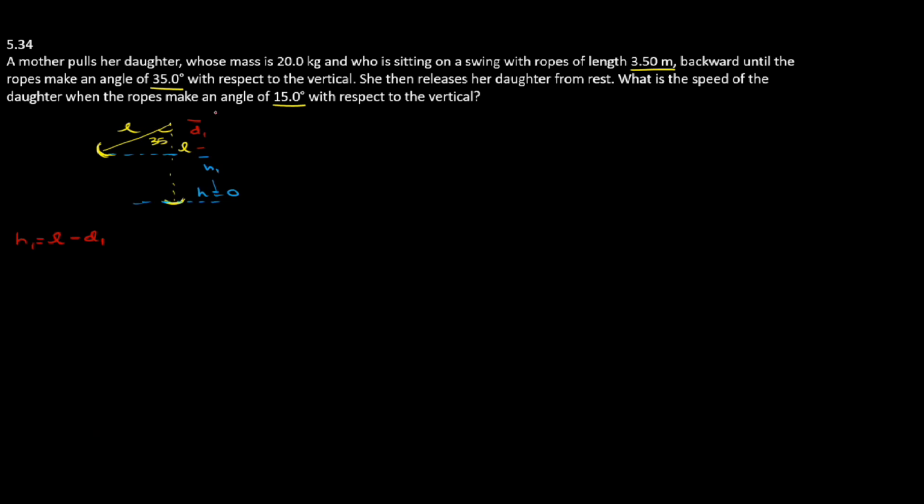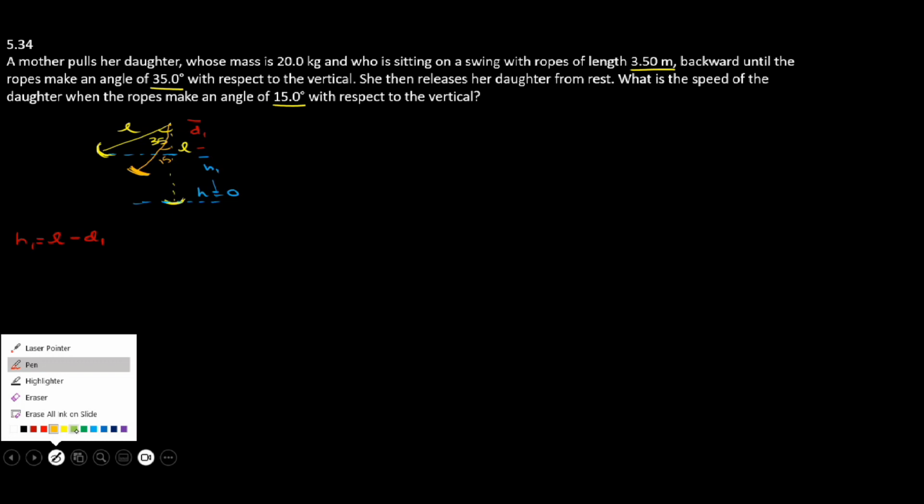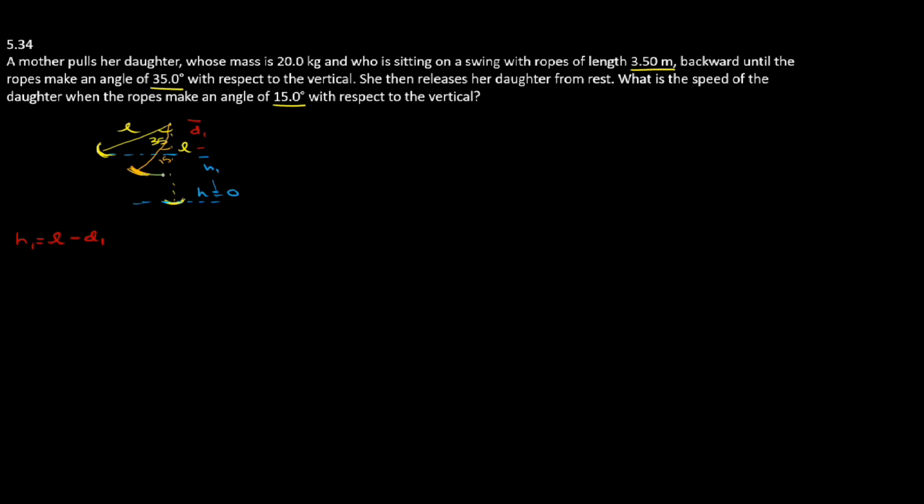Now when the swing is released, we need to find the velocity of the swing at a second point, which is at an angle of 15 degrees with the vertical. So at a point like this over here. Let the height at which this point is raised be h2. Just like we wrote for h1, I can find h2 as L minus d2, where d2 is the rest of the length here.